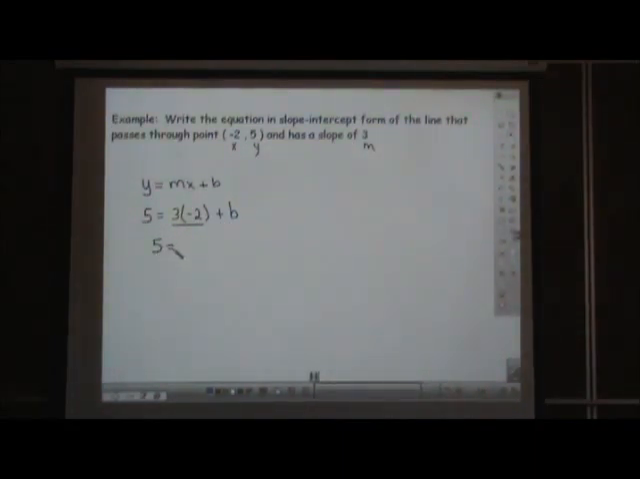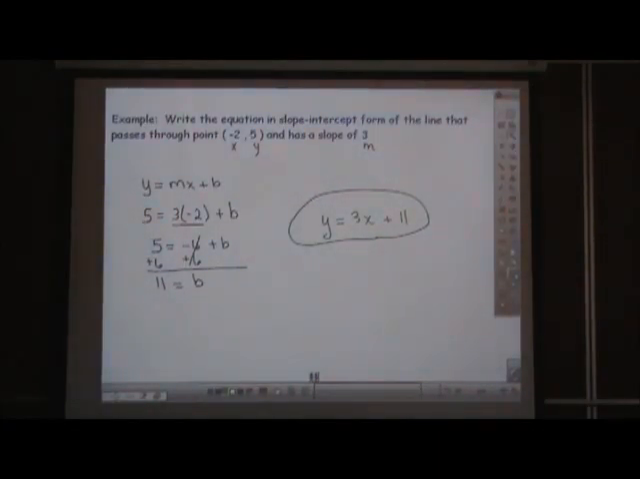So 5 equals negative 6 plus b. And since this is negative 6, this time we will need to add 6 to both sides. 5 plus 6, of course, is 11, and 11 then equals b. So when you go to write your final equation, y equals, your slope is 3, so 3x, your b is 11, since it's positive, it'll be plus 11, and there's your final equation in slope-intercept form.